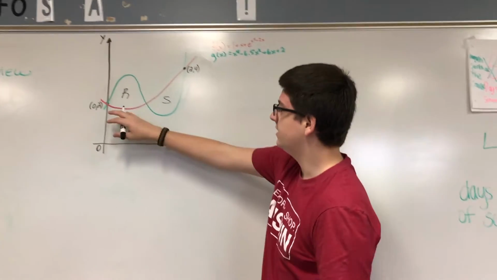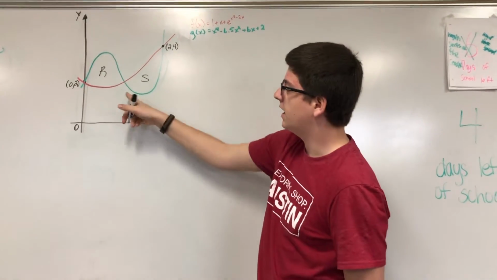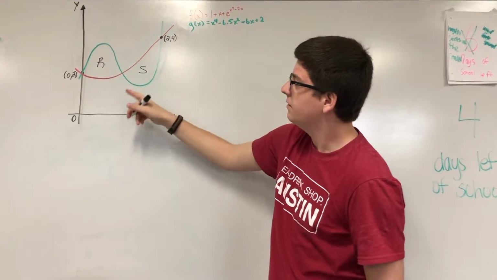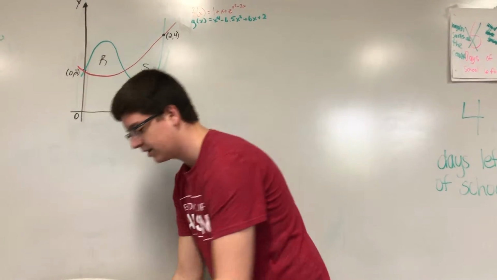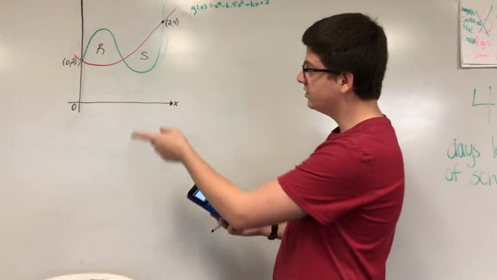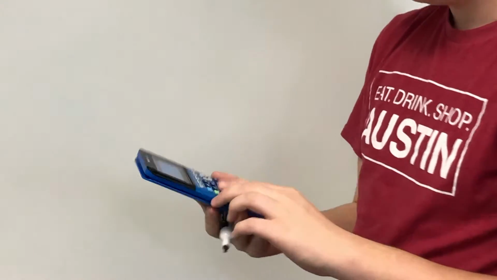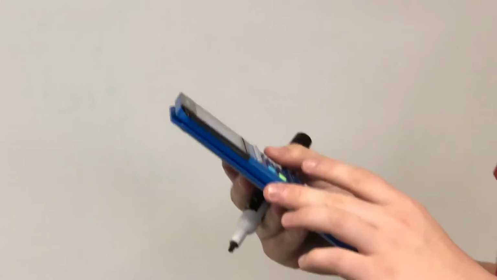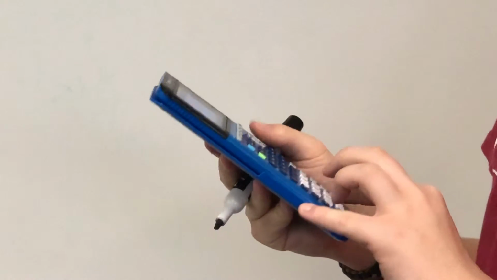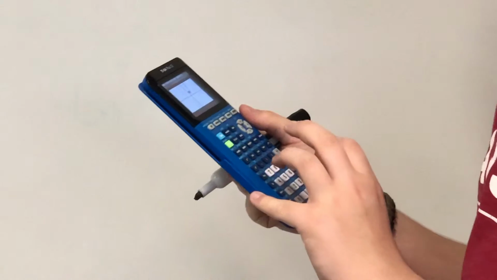Because they switched, and this one's on top, then it's on bottom, and this one's on bottom, and this one's on top, we know we're going to have to do two separate integrals, so we need to find this midpoint. To do that, we're going to take our graphing calculator, plug the two equations in, hit graph, do second calculate, then 5 for intersect. We're going to do the first curve, and the second curve. It's going to give us the point.